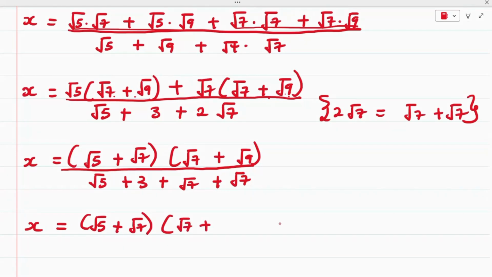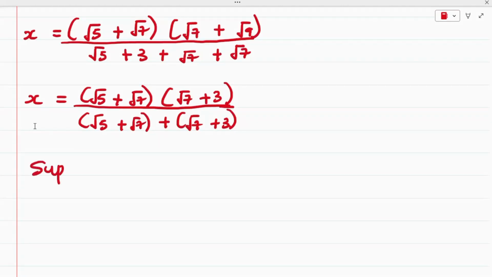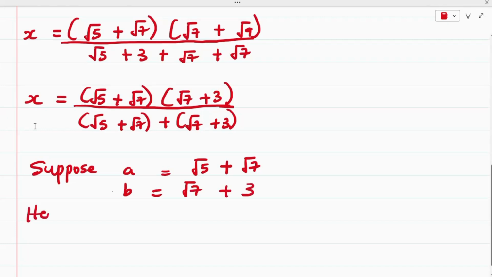Now right here we have the root of 9 to be 3, divided by. Then for the denominator we want to simply do this. We have the root of 5 plus the root of 7 plus the root of 7 plus 3. So at this point we want to say suppose that a is equal to the root of 5 plus the root of 7, and b is equal to the root of 7 plus 3. So hence we have that x is equal to ab divided by a plus b.